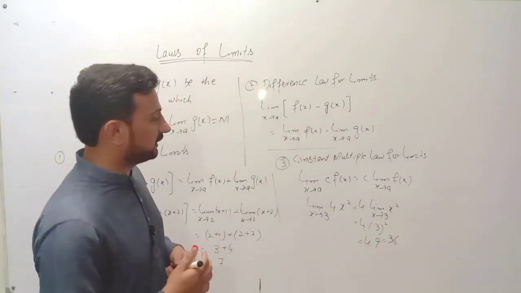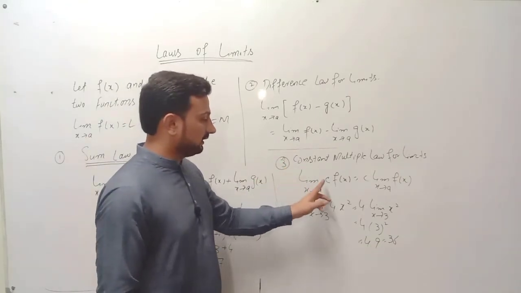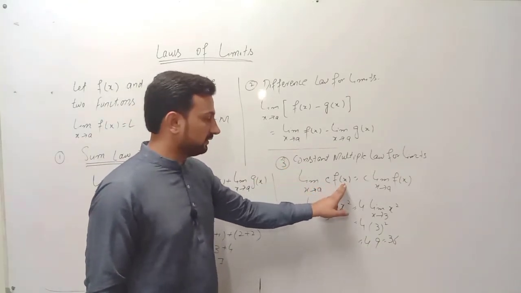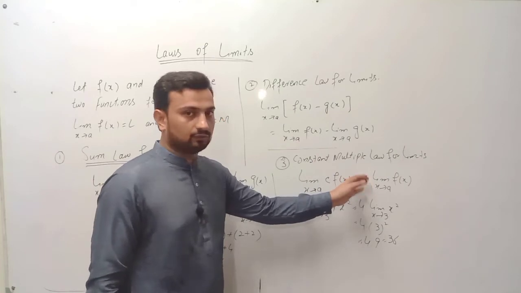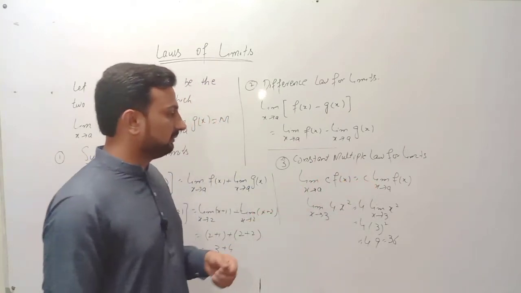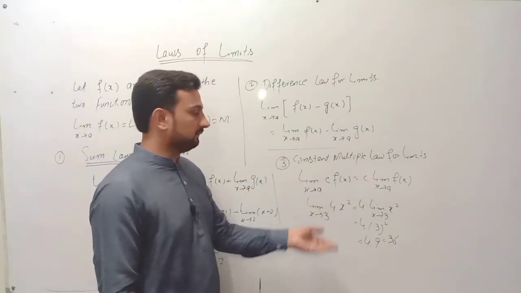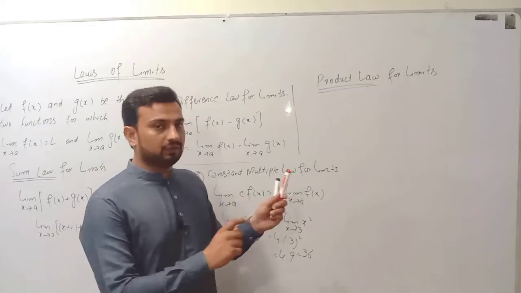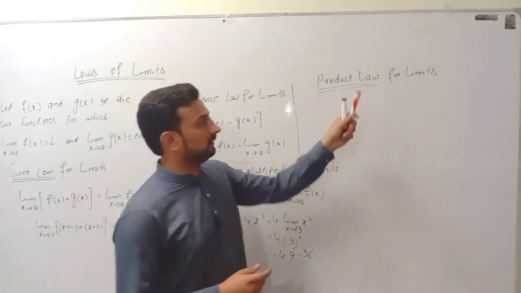So this is the constant multiple law for limits. When there is a constant times some function, you just pull that constant out of the limit and then solve the function for the limit. The next law for limits is the product law for limits.